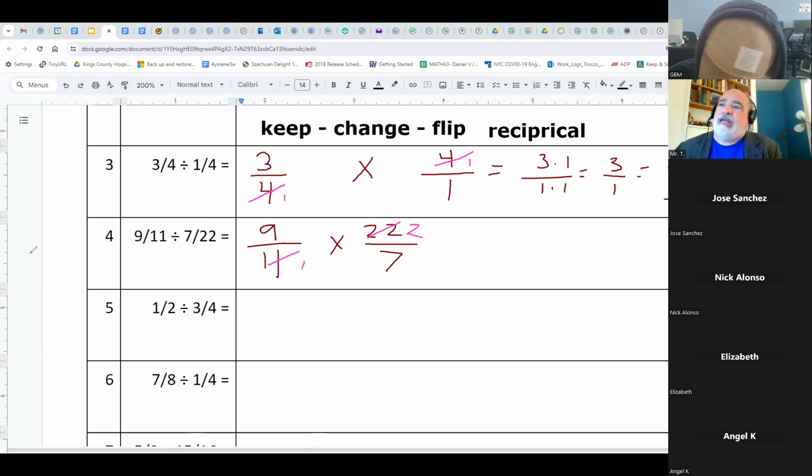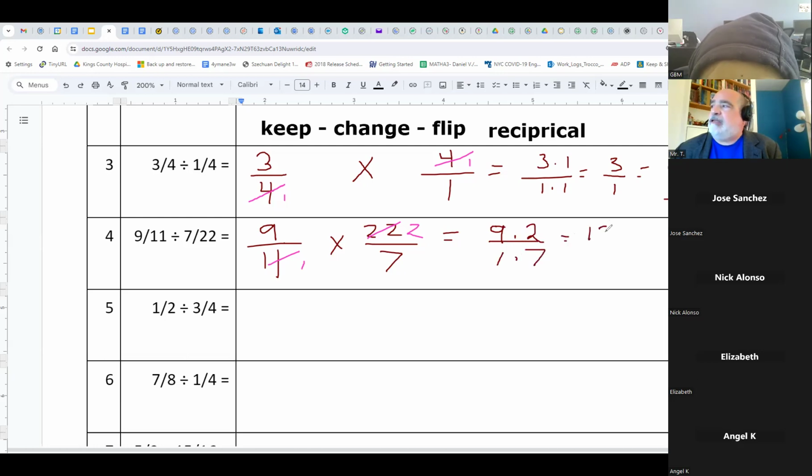What about 9 and 7? Anything you can do there? No. Okay, good. So what do you have in the numerator? 18. Good. 9 times 2 is 18, and the denominator is 1 times 7. So you have 18 sevens. Can you change that to a mixed number for us?